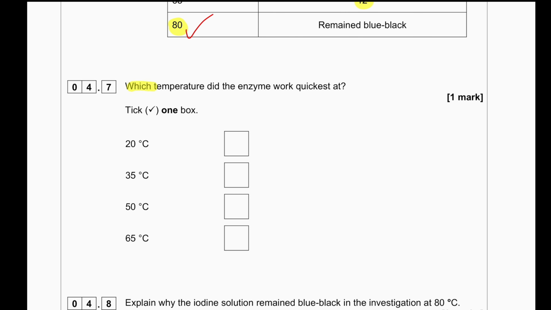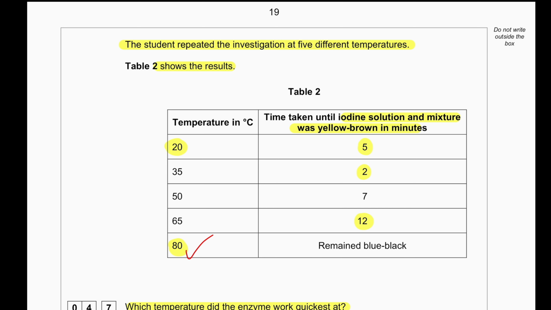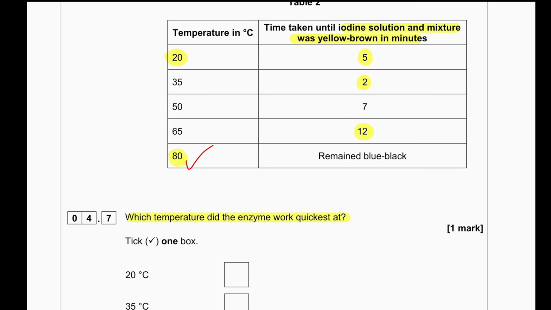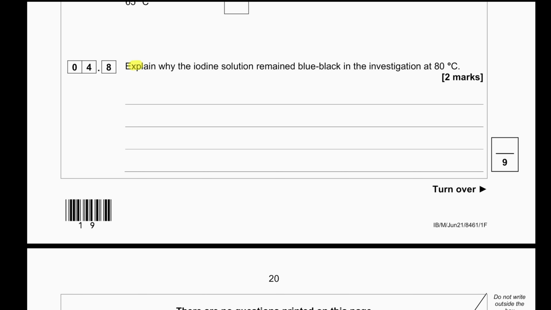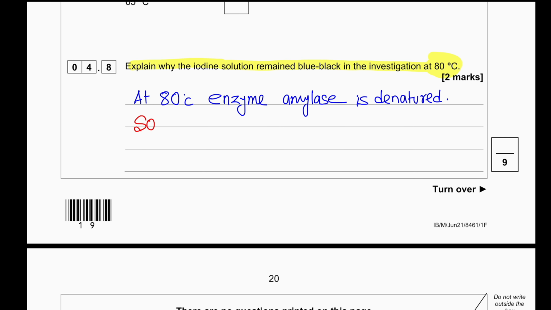Okay, which temperature did the enzyme work quickest at? Now definitely the temperature at which we could see the yellow brown the fastest is 35 degrees Celsius. So that will be the correct answer. Explain why the iodine solution remained blue black in the investigation at 80 degrees Celsius. Now an easy explanation for this would be at a very high temperature like 80 degrees Celsius, the enzyme amylase is denatured, so the starch is not at all broken down by the enzyme.